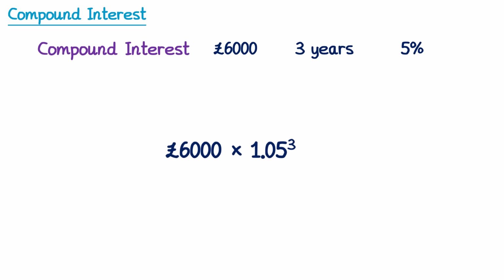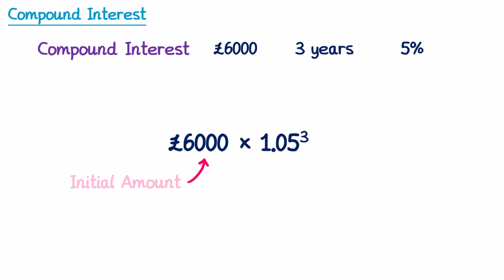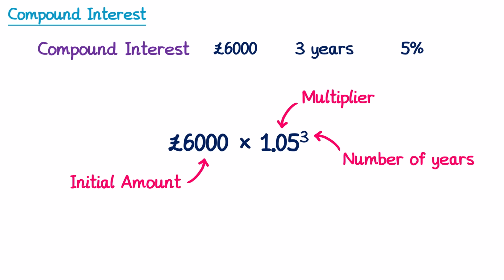Let's take a closer look at this calculation. 6,000 was the initial amount of money we started with. 1.05 was the multiplier for a 5% increase, which was linked to the rate of interest. And the number 3 here was the number of years. You can see that all of these numbers come from the information we were given above. Let's see if we can now use this to quickly work out a compound interest calculation.